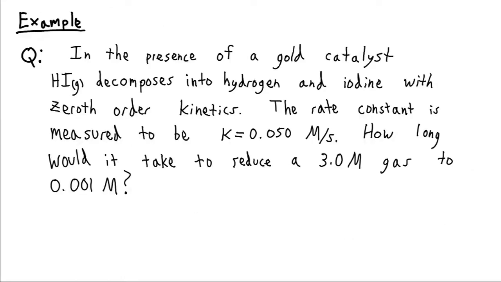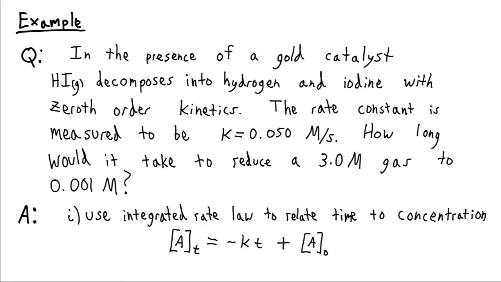Well, let's say that we have a 0th order reaction. An example of such a reaction would be where hydrogen iodide decomposes to make hydrogen gas and iodine gas. The rate constant for this reaction is 0.05 molars per second. How long does it take to reduce our starting concentration of 3 molar down to 1 millimolar?